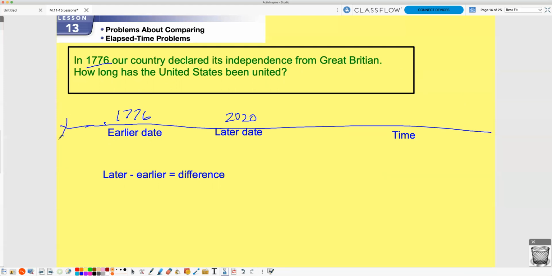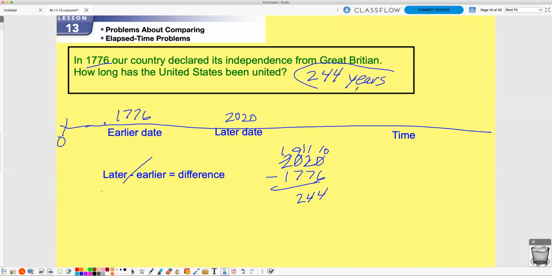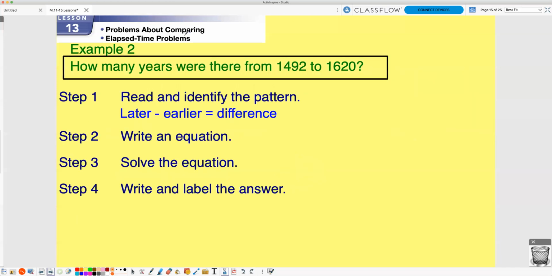So over here would be 0 somewhere, and then as you move along, you can see the earlier date happens before the later date. The later date occurs on a timeline like that. So we take our later date minus our earlier date to find the difference. So we just have to take 2020 minus 1776. This would be 1. This would end up being 4. We'd have to borrow here from that one. We'd end up with 11 minus that would end up being 4, and then we'd have 2. So we have 244 years as how long the United States has been united and independent.